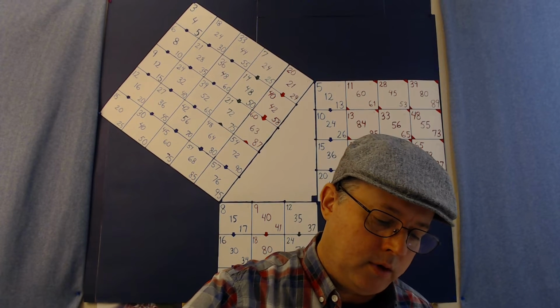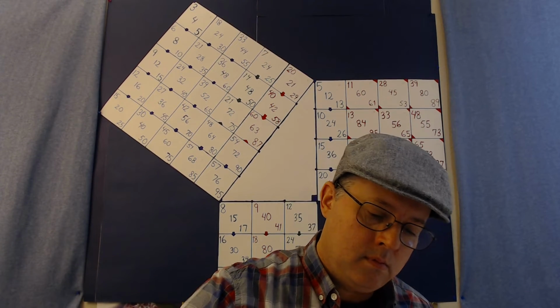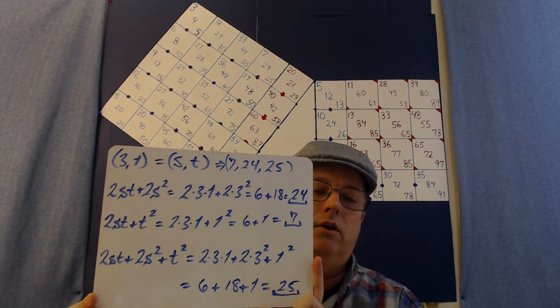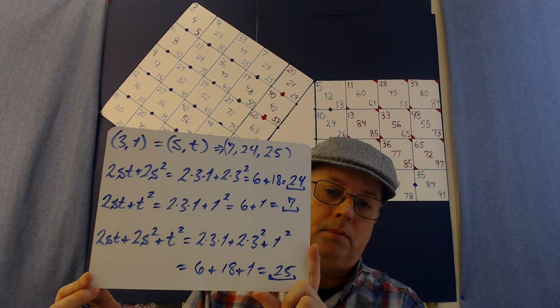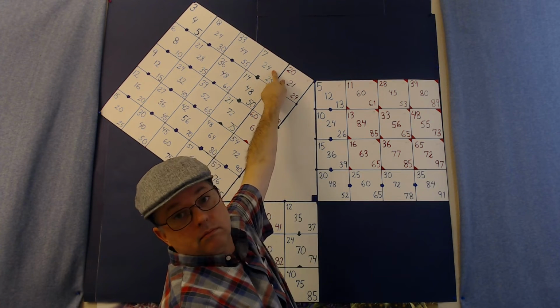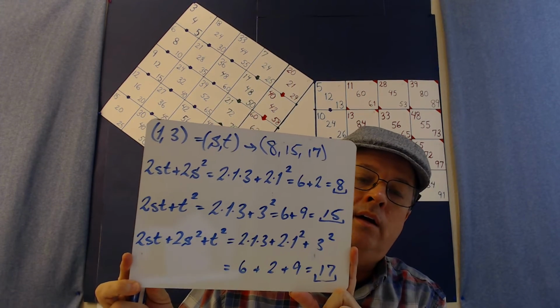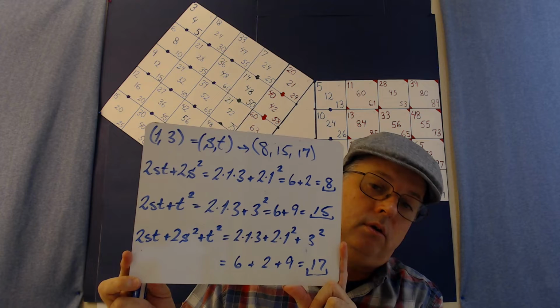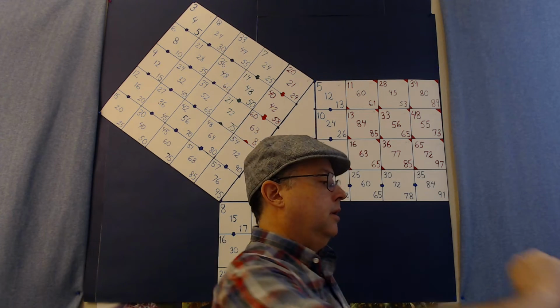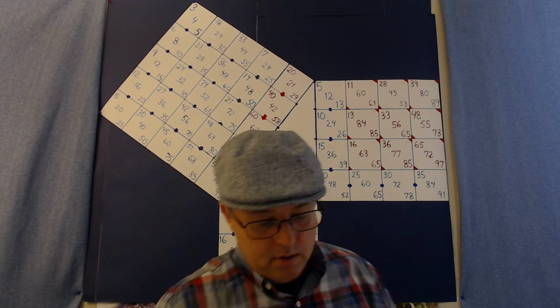And so let's write that down here. Okay, so that's kind of nice here. The 3-1 combination gave us a primitive Pythagorean triple, 7, 24, 25, which you can see right here. And then the 1-3 combination gave us 8, 15, 17, another primitive Pythagorean triple. And that's this one right here. Okay, so that's pretty cool.